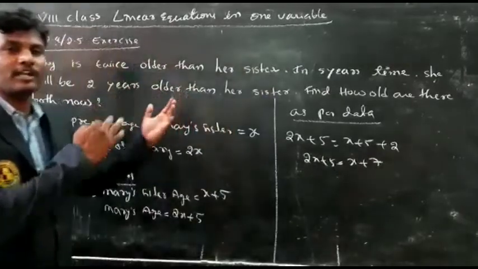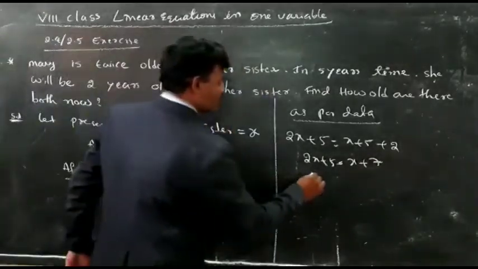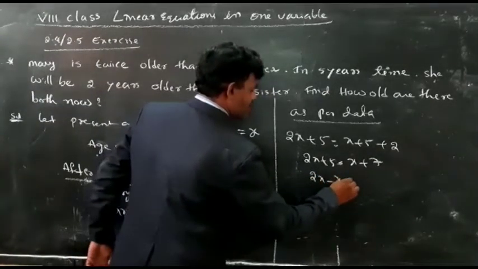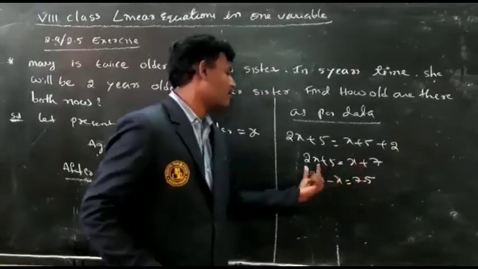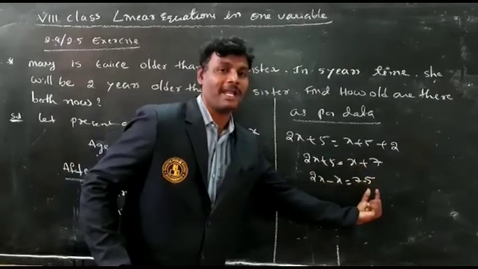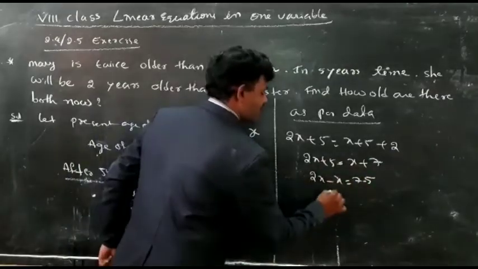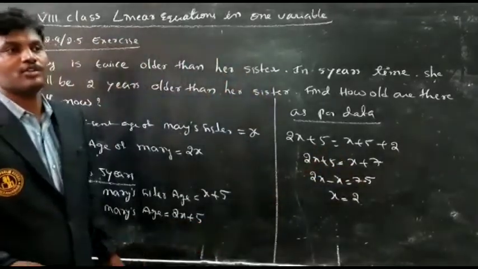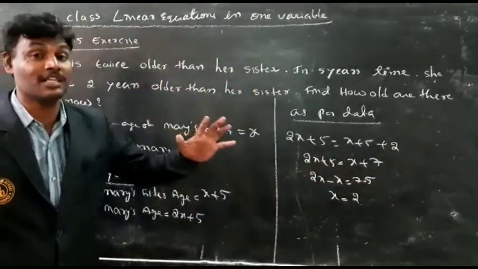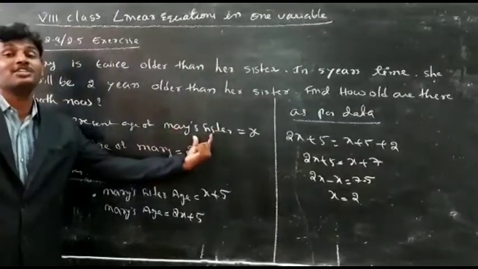Now I am transposing like terms to one side. So 2x minus x is equal to 7 minus 5. See, plus x becomes minus x, plus 5 becomes minus 5. 2x minus 1x, how much? x is equal to 7 minus 5, which is equal to 2. So x is equal to 2. x is nothing but the present age of Mary's sister.